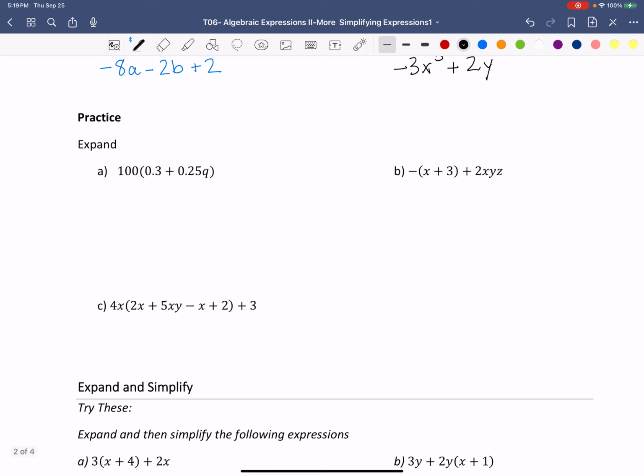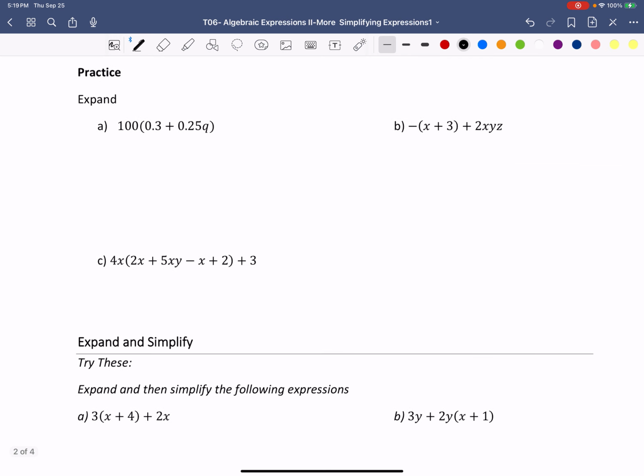Like I said, lots of questions to work through to help make sure that this is really solid. So for this practice question A, we're going to expand. So again, I'm going to expand by distributing into the bracket. So 100 times 0.3 is 30. 100 times 0.25q is going to be 25q.